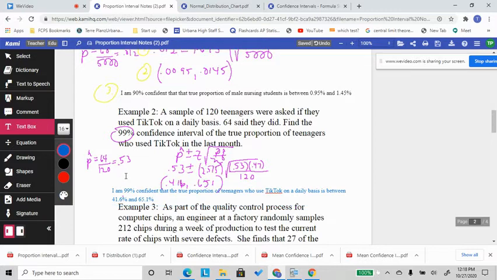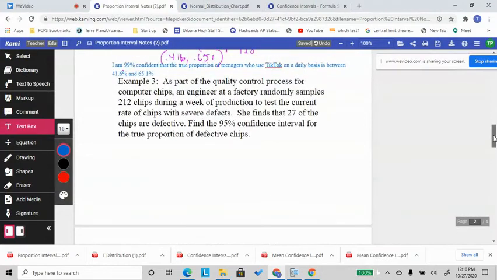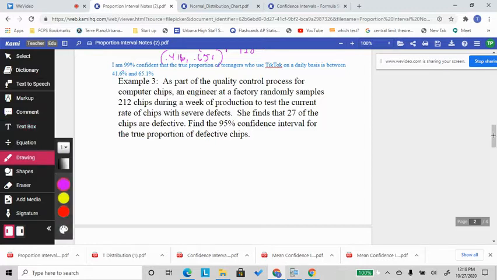Alrighty, here's my example of TikTok. Last one. Oh, no, two more. Sorry. Okay. Example number 3. As part of the quality control process for computer chips, an engineer at a factory randomly samples 200 chips during the week to test the current rate of chips with severe defects. She finds that 27 are defective. Find the 95% confidence interval. All right, so p hat is going to be 27 are defective out of 212.